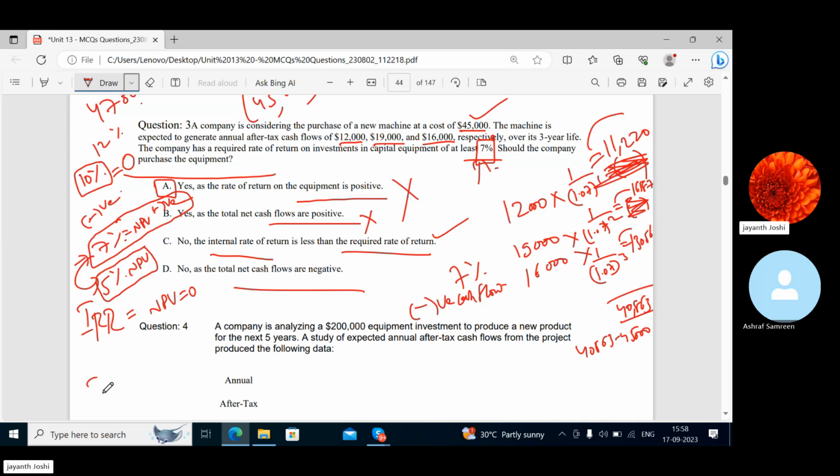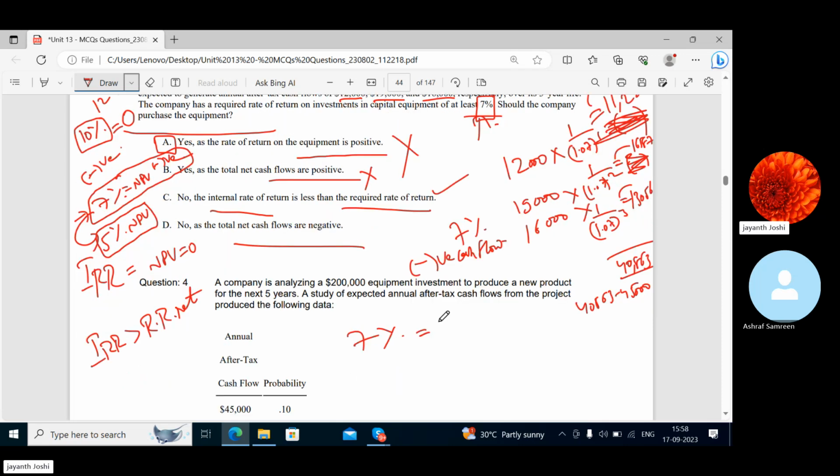See, if your IRR is higher than the required rate of return. So suppose at 7%, I would have got positive NPV. I would have got the NPV at 0, and this would have been my IRR. And at 10%, I would have got negative cash flows, and at 5% I would have got positive cash flows, right? But at 7% my NPV is negative. So at 4% I will get positive NPV, right?